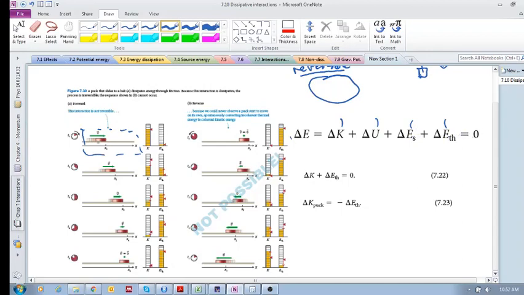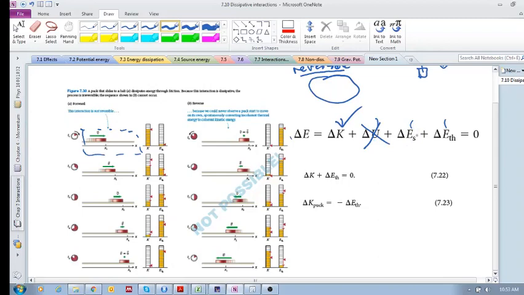Now let's analyze this situation, which is what you should do for every problem. You should always come here and say, okay, what types of energy are we looking at? Well, we've got kinetic energy, yes. Are we considering the change in potential energy? No, because it's moving horizontally. So we're not going to consider potential energy in this one. There could be cases where there is potential energy, but not in this case.